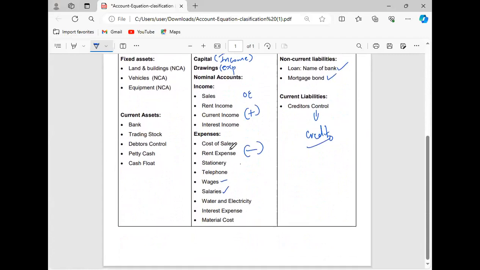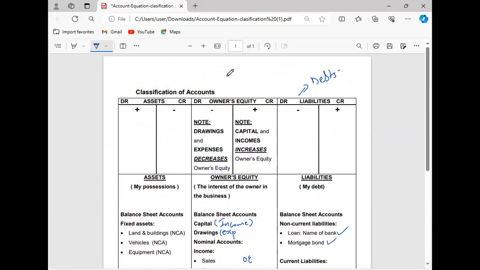You need to know at least a few of the accounts that are part of income, such as sales, rent income, current income, interest income, and then other accounts for expenses such as cost of sales, rent expense, stationery, telephone, wages, salaries, water and electricity, interest expense, and material cost. And then they form your owner's equity, which is divided into two. Under the credit side we have what? Incomes. While under the debit side we have expenses. Incomes will be illustrated by a positive sign, and expenses will be illustrated by a negative sign.